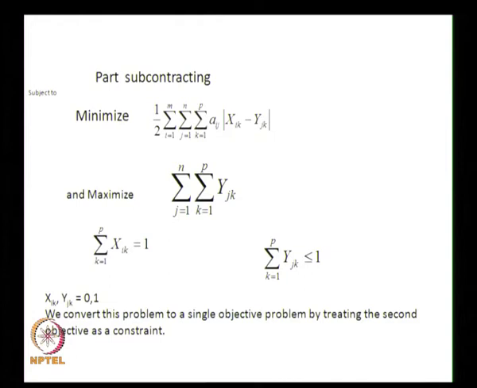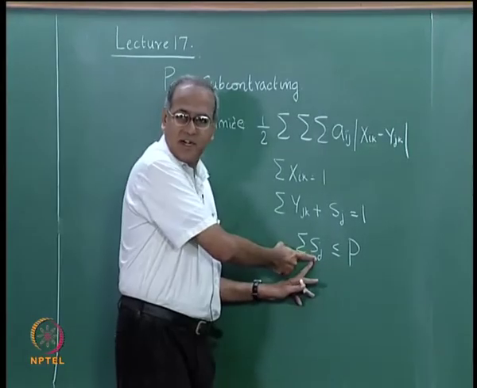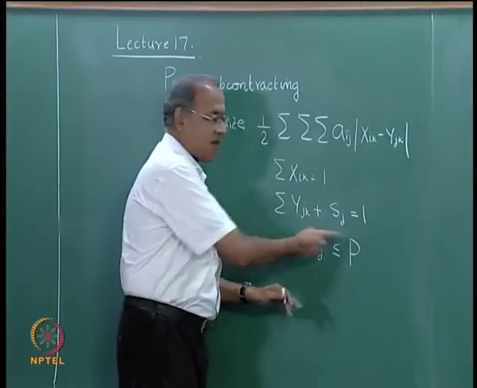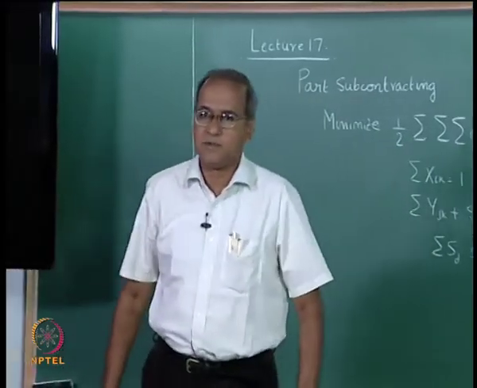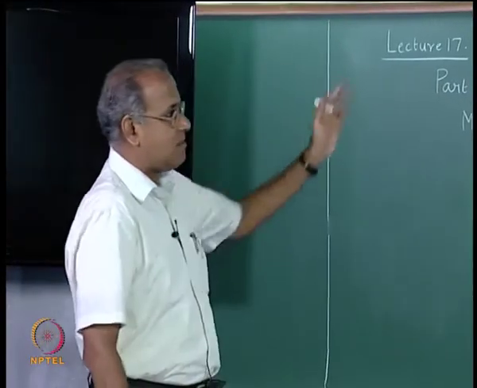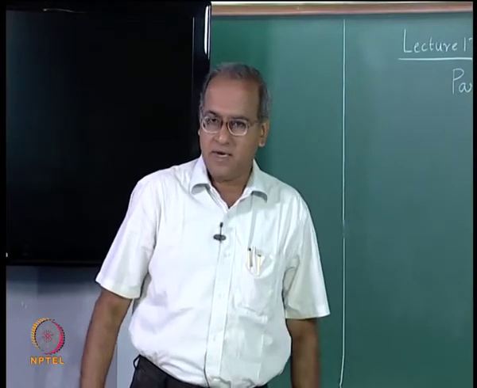So, now this looks like a 2 objective problem. 2 objective problems are also not very easy to solve. So, it is okay to consider one of them as a constraint. When we take this as a constraint, maximize sigma yjk as a constraint, yjk greater than or equal to some number, which is the same as minimizing the parts that are subcontracted and saying that not more than p parts will be subcontracted. So, this formulation is the same as that shown in the slide.